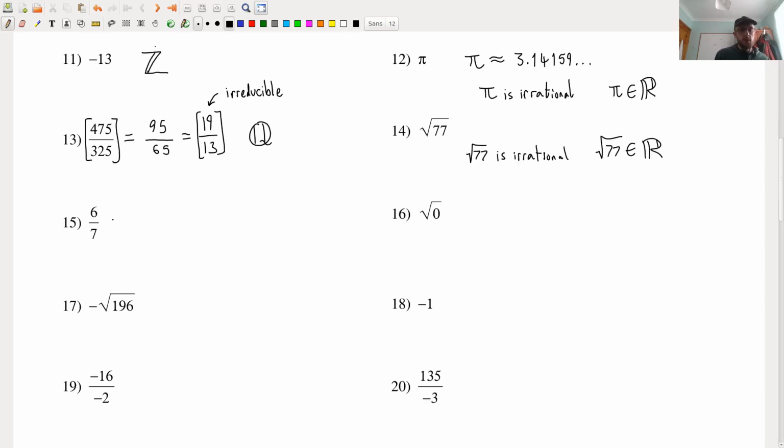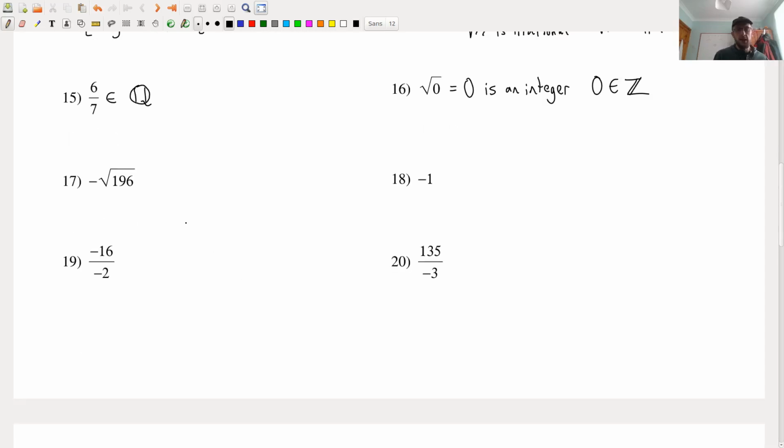6 over 7 is rational. The square root of 0 is 0 itself, which is problematic, or troublesome in this classification conundrum. So 0 is an integer. Nobody would dispute that. So I can write 0 belongs to the integers.